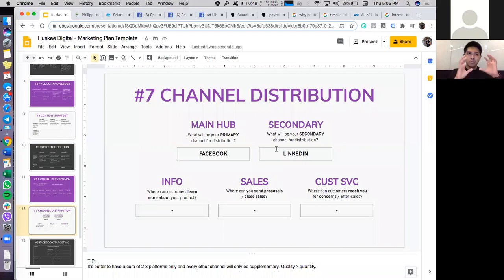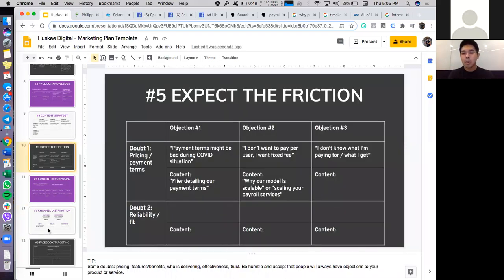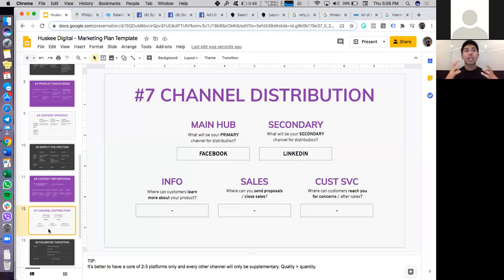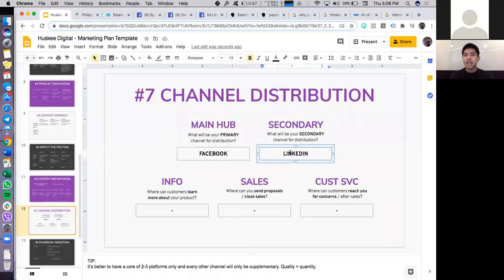So consider the content. Obviously, take some time to come up with these topics and come up with something nice. But also think about how you're going to distribute it. And the working concept is you should just have a core 2 to 3 set of platforms, and then everything else should just be supplementary, or you're not even active at all. All right. So for your main hub, it's Facebook and LinkedIn. Again, core 2 to 3, and after that, everything else is just supplementary.